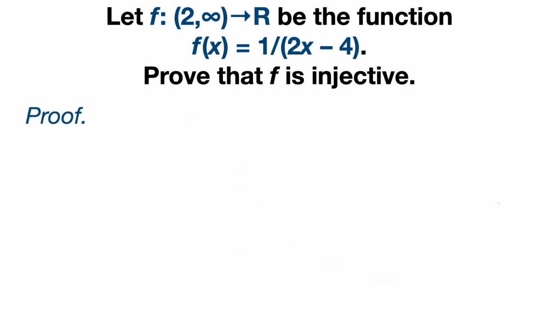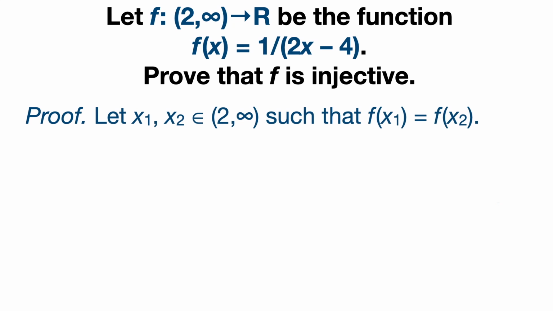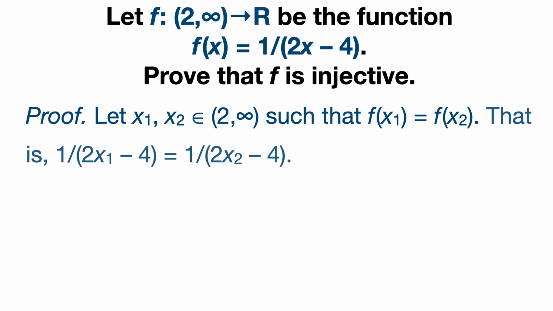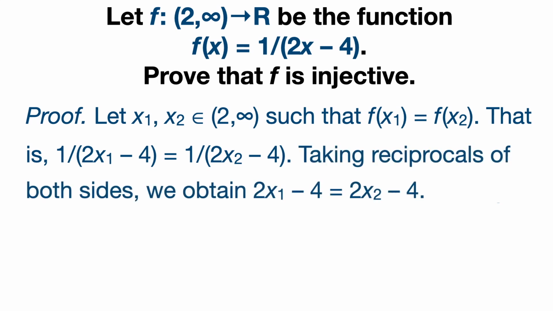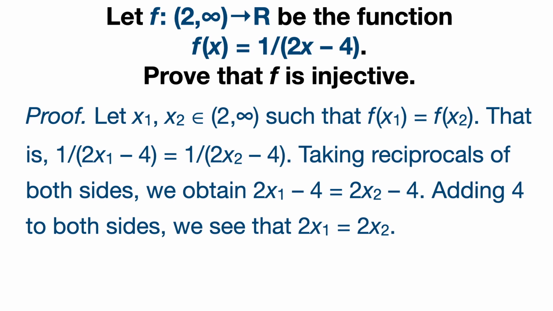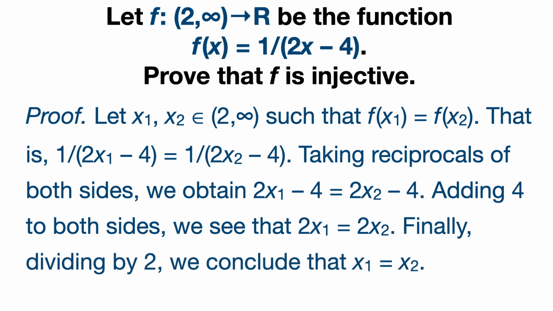We start with the assumption that we have 2 points, x1 and x2, in the domain that yield the same output from the function. In other words, when we plug them in, we have that 1 over 2x1 minus 4 equals 1 over 2x2 minus 4. Because these values are equal, we can take reciprocals of both sides. That gives us 2x1 minus 4 equals 2x2 minus 4. We can add 4 to both sides. That tells us that 2x1 equals 2x2. We divide both sides by 2 and conclude that x1 equals x2. And that's where we needed to end up, and therefore our function is injective.